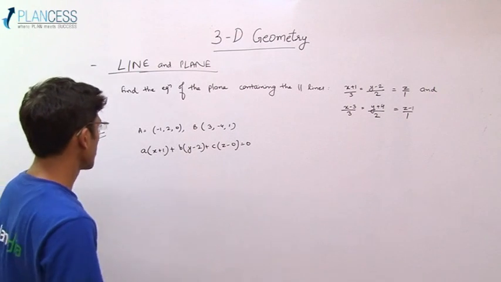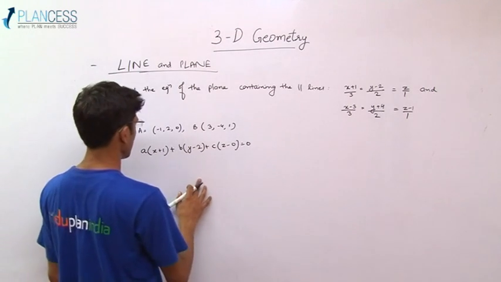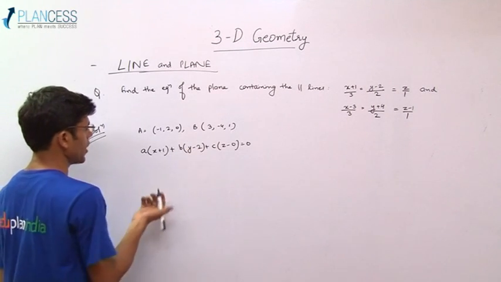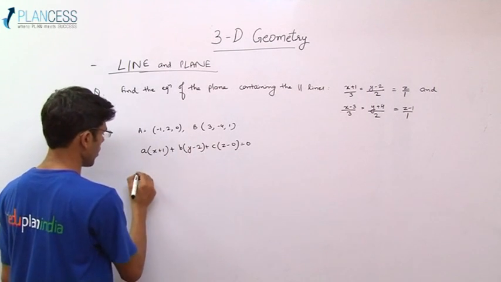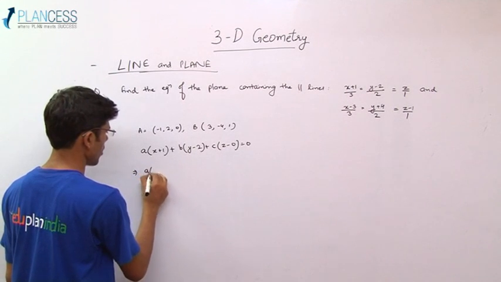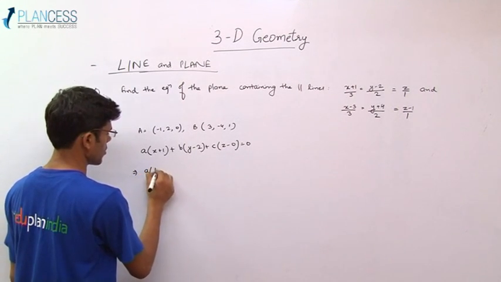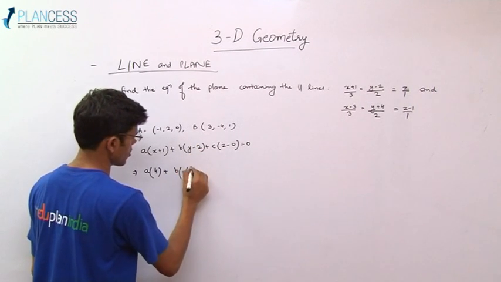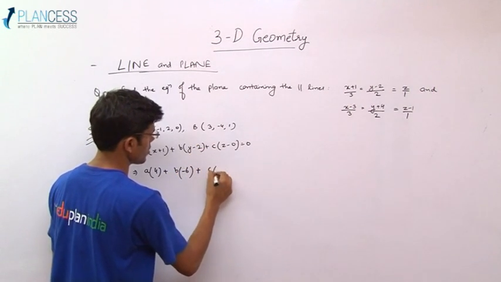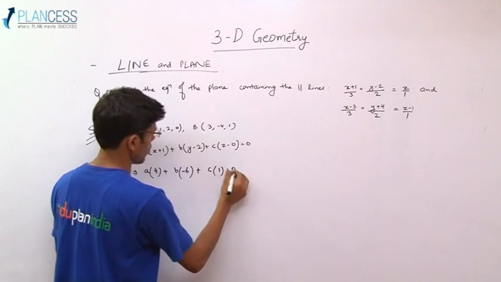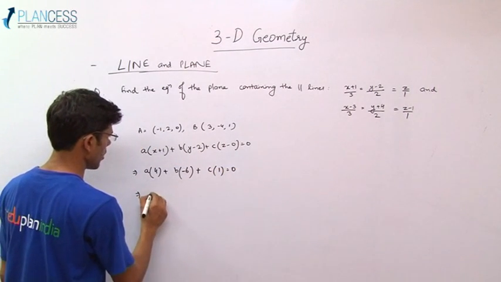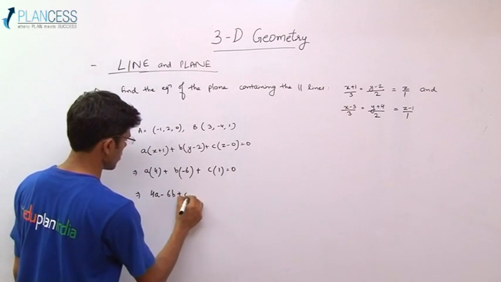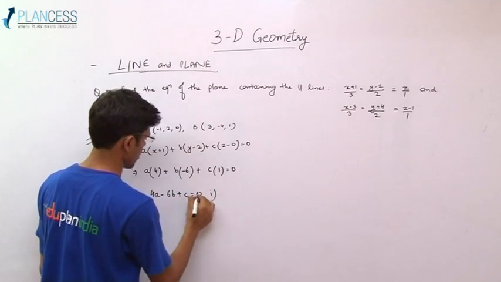Now we know that this plane contains point B as well. So satisfying point B here gives a(3 plus 1, which is 4) plus b(minus 4 minus 2, which is minus 6) plus c(1) is 0. So this is one equation we get, that is 4a minus 6b plus c is 0. That is the first equation.